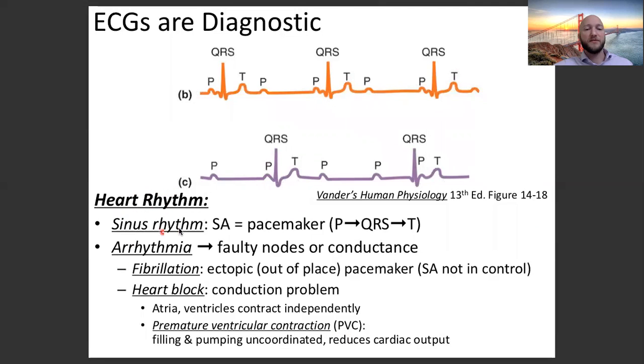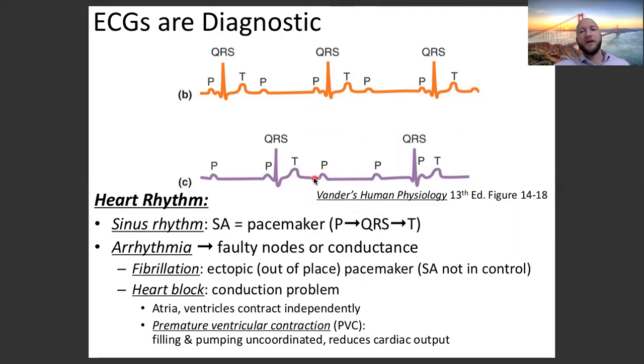So sinus rhythm is actually the name given to just the normal rhythm. So the SA node rhythm. When the SA node's in charge and we just get normal conduction, sinus rhythm. Perfect. The normal pathway.